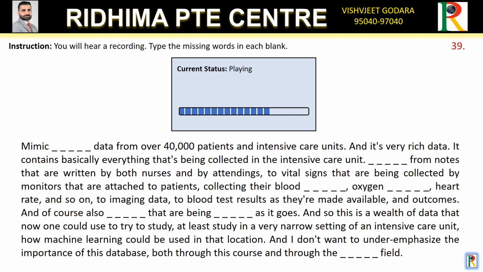goes. And so this is a wealth of data that now one could use to try to study, at least study in a very narrow setting of the intensive care unit, how machine learning could be used in that location. And I don't want to underemphasize the importance of this database, both to this course and to the broader field.